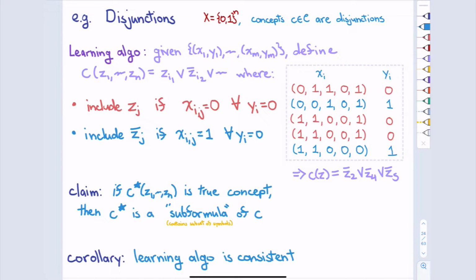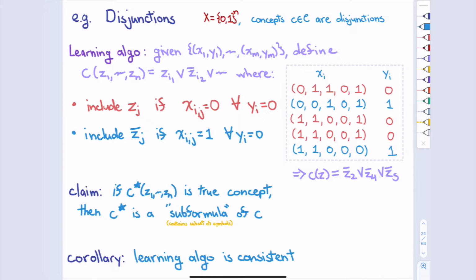Okay, so I guess one way to try to argue this thing is true. I want to make sure that all negative labels are labeled negative and all positive labels are labeled positive. If something is labeled negative, just on our data set, I want to show it's consistent. Then I'm only worrying about when yi is equal to 0, and I'm only including zj when xij is always equal to 0. So that won't mislabel any of the negatives. And I'm only including not zj when I know that that feature is always 1 on all the negative labels.